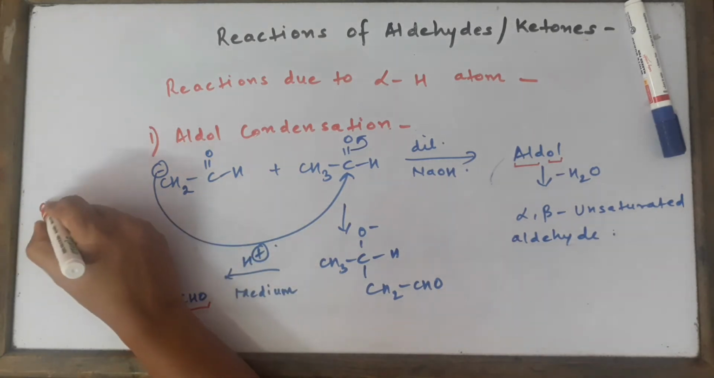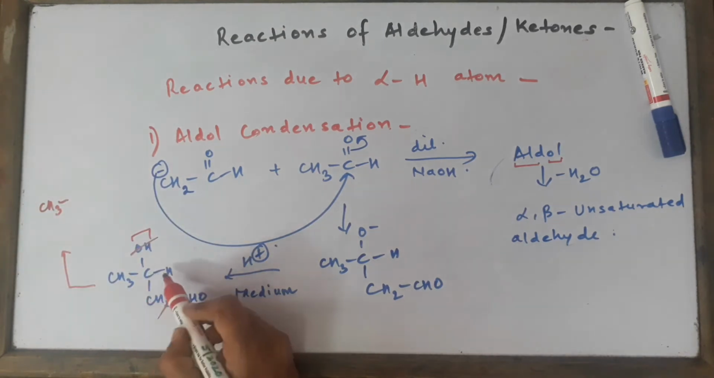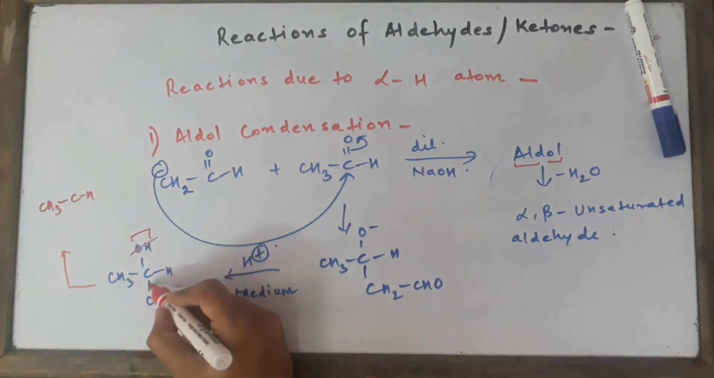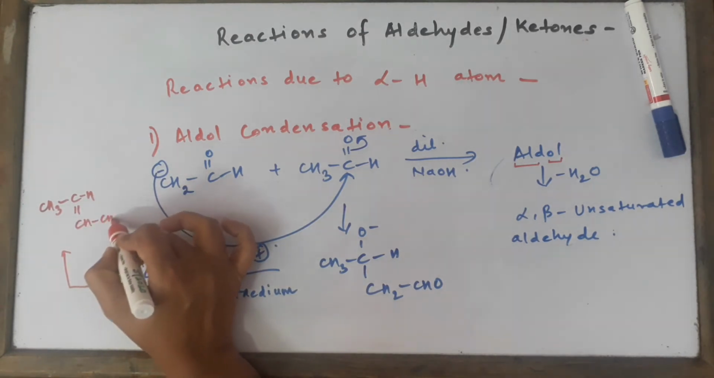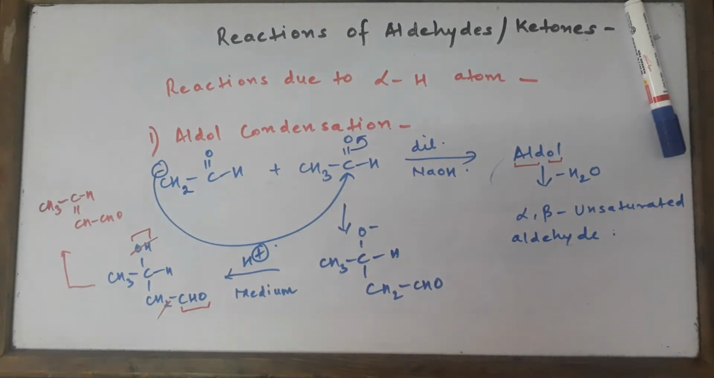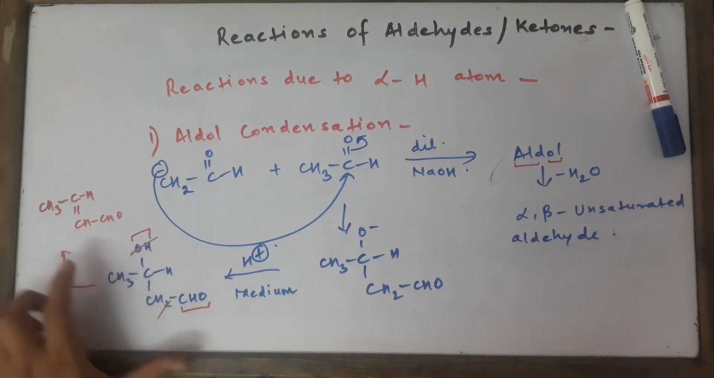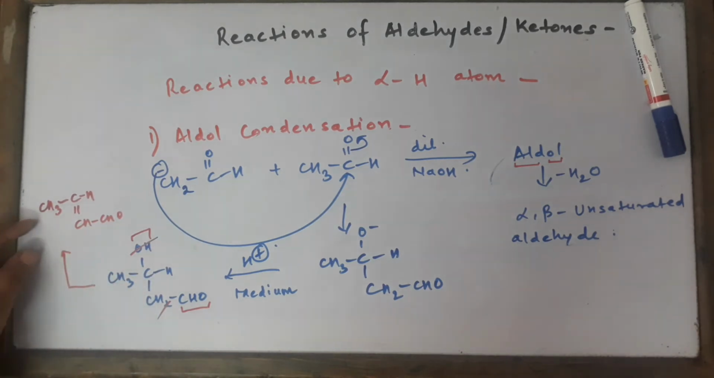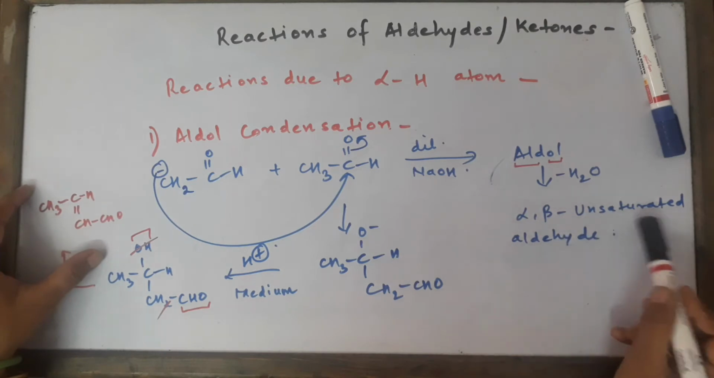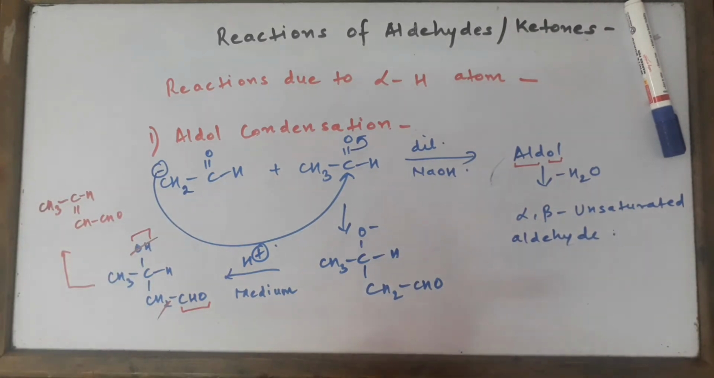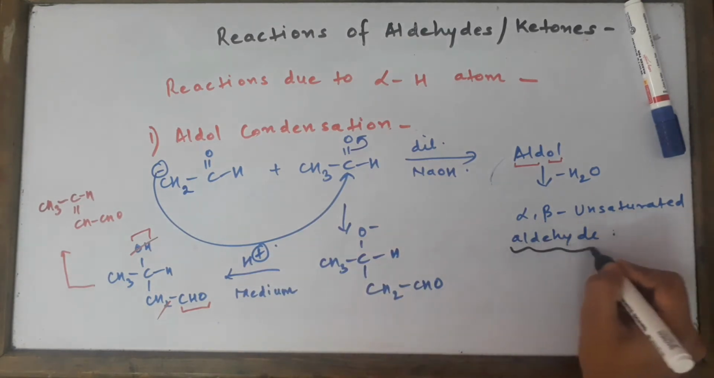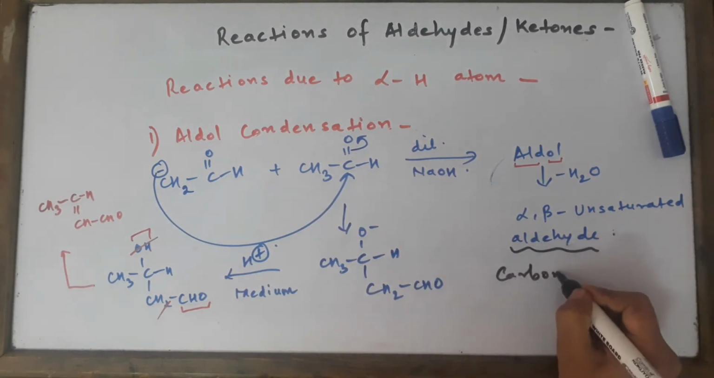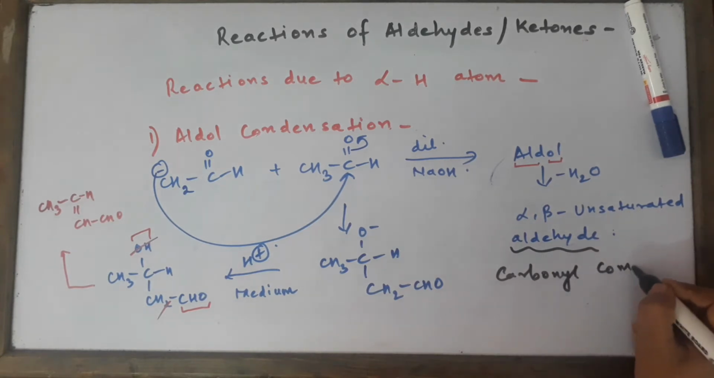So the structure will look like this: CH3 CH, a double bond over here, and then CH CH CHO. Just compare the structures. You can see that it looks like CHO, CH, a double bond, CH, CH3. So that's your final answer, an alpha beta unsaturated aldehyde. The final answer of the aldol condensation is going to be an alpha beta unsaturated compound. Whatever compound you took, it can be an aldehyde or it can be a ketone also.